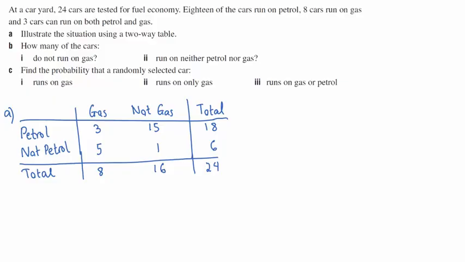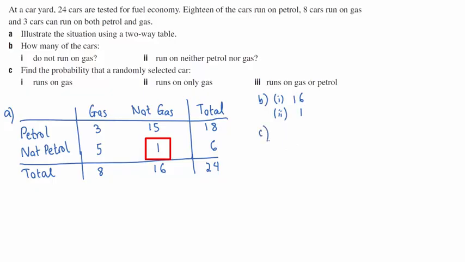The second part of the question asks us, how many of the cars do not run on gas? Well, the number of cars that don't run on gas will be 16, which we can just read off the total for not gas. The second question asks us, how many run on neither petrol nor gas? And again, we can just read that off the table. So not petrol and not gas will be 1.